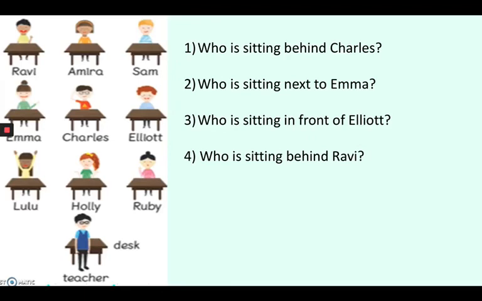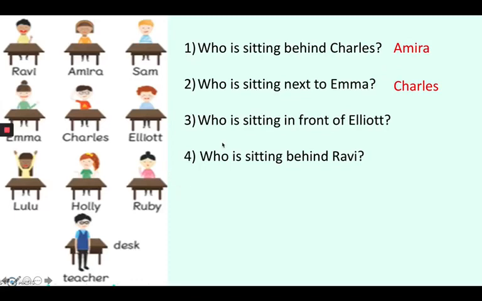Okay, let's have a look at the answers now. Who is sitting behind Charles? It's Amira. There's Charles and Amira is behind him. Who is sitting next to Emma? It's Charles. So there's Emma and there's no one sitting on that side of her. So it must be Charles.